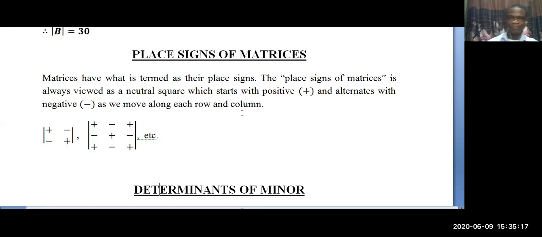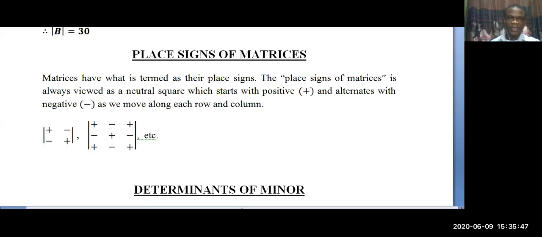The place sign of matrices is always viewed as a neutral square. You have learned about the atom in your junior class. The number of protons is equal to the number of what? Electrons, right? Good. And it's always neutral. So the place sign of matrices should be viewed as a neutral square. We start with positive and alternate with negative as we move along each row and column.